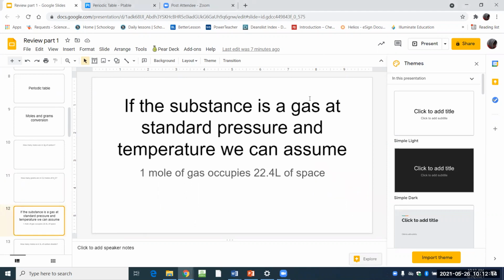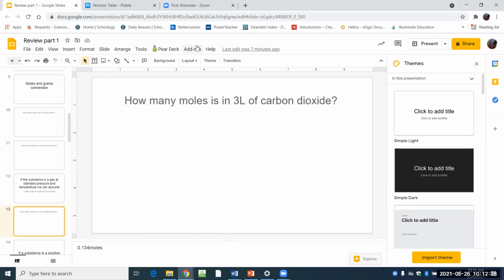But in here you had to because it wasn't an atom, it's a molecule. All right. If the substance is a gas at standard pressure and temperature, we assume that 1 mole of gas occupies 22.4 liters of space. So that makes our life way easier. How so? Well, let's do this one.